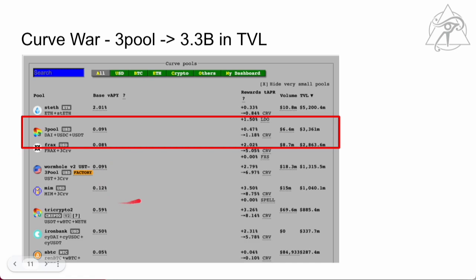Now that we understand what Curve is, we take a look at Curve Wars. These are the pools on Curve. The most popular one here is the 3pool with a TVL of 3.3 billion. Any whale on ETH looking to swap for stables will use this because it is the most liquid and the commonly used stablecoins are in this pool.